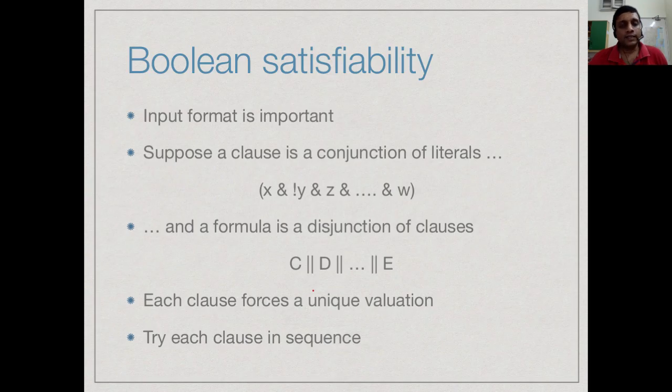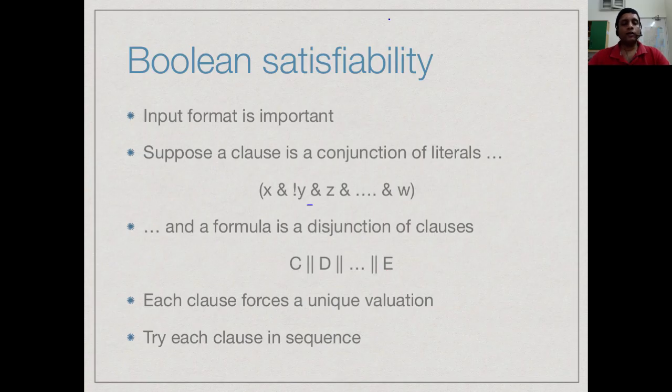So in this case at least, and in other cases also, sometimes the presentation of the problem is important. So we said that a clause was a disjunction of literals and then a formula was a conjunction of clauses. What if we reverse this? What if we say a clause is a conjunction of literals? So in the clause, I connect everything with and, then I connect the clauses with or. This means that I must make C true or D true or E true. Earlier I had to make C true and D true and E true.